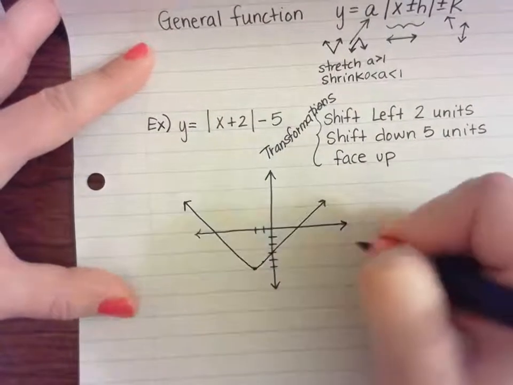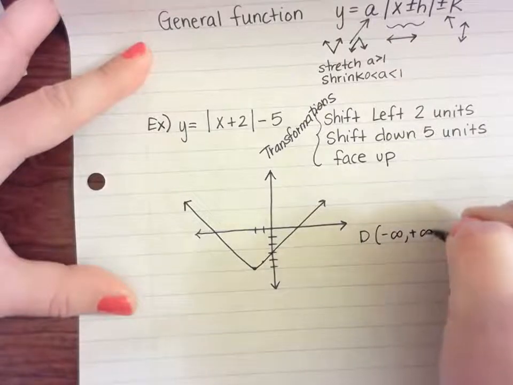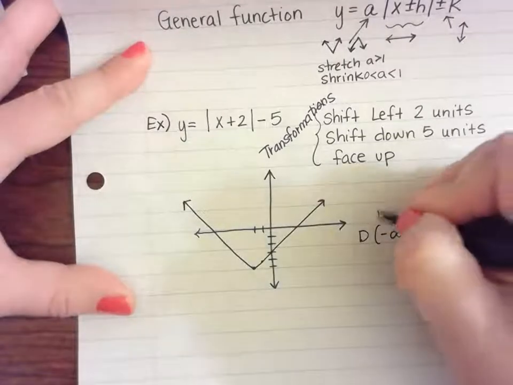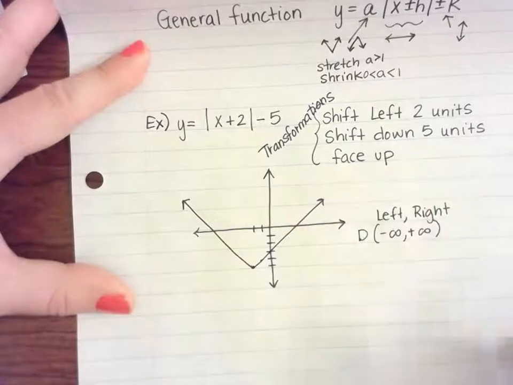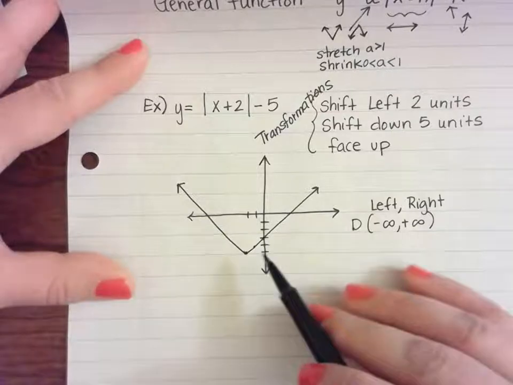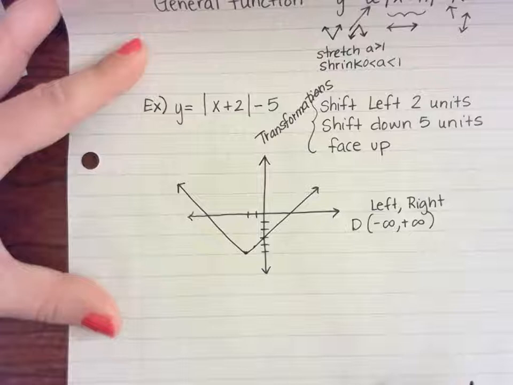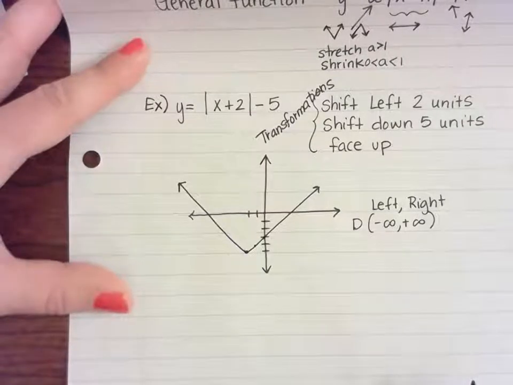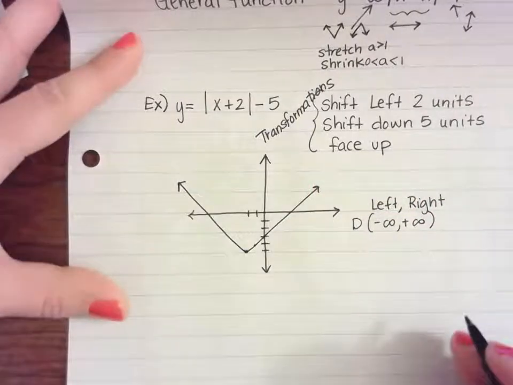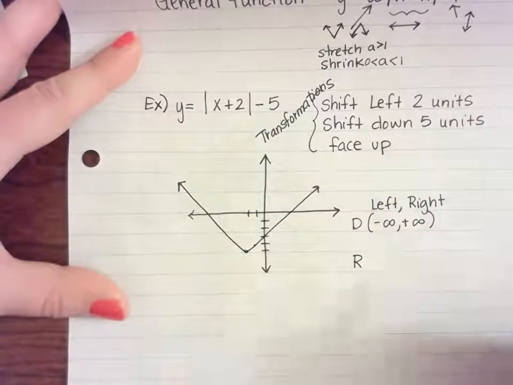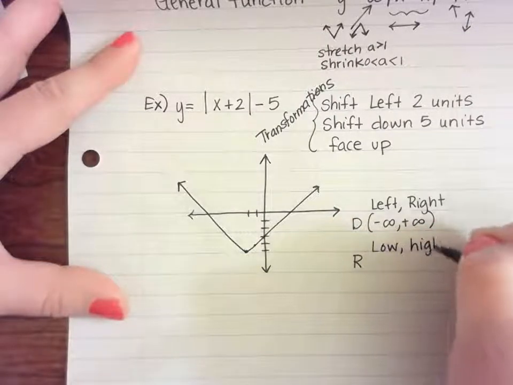Okay, so your domain for all of these is going to be from negative infinity to positive infinity. Your domain is how far your graph goes to the left and how far it goes to the right, just like those number lines that we just did. This is going to keep getting wider and wider as you go to the left and to the right. Your range is how low the function goes to how high the function goes.